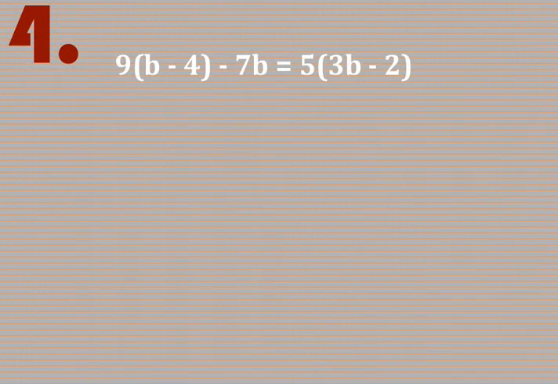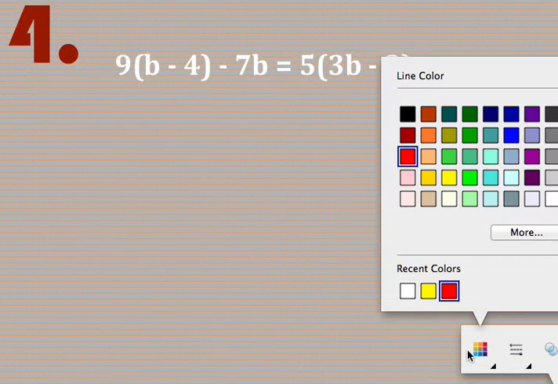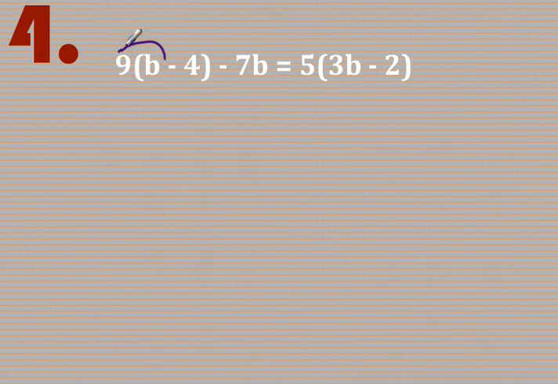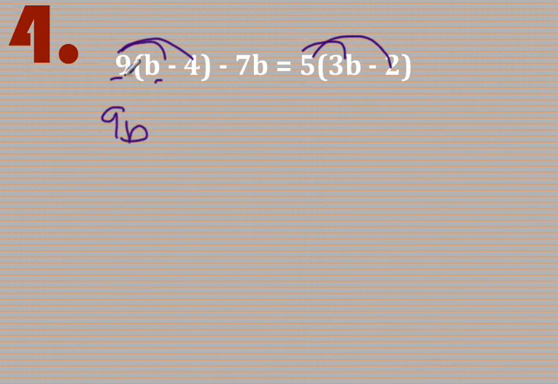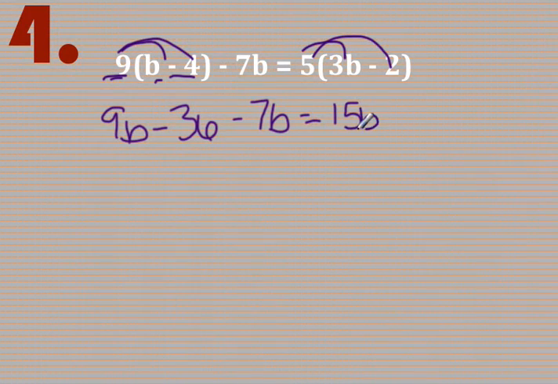So let's go ahead and take a look at number 4. So for number 4, what you're going to do is distribute in here, and you also need to distribute in here. You need to do that with all of your parentheses. So 9 times b is 9b. 9 times negative 4 is negative 36. And then we have minus 7b, and then we're going to distribute on the other side. So 3 times 5 is 15b. 5 times negative 2 is a negative 10.